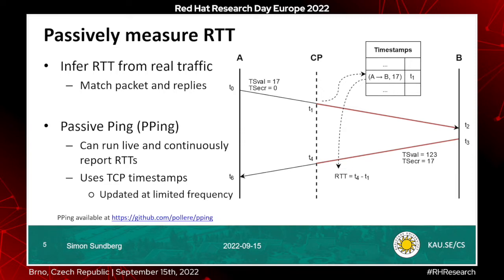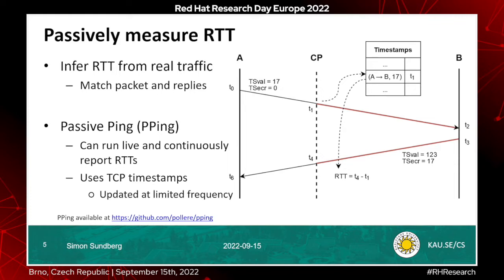When TCP timestamps are enabled, every packet will contain two additional fields called TSval and TSecr. So to explain a little bit how this works, let's just take a little look at the example here. When TCP timestamps are enabled and A here wants to send a packet to B, it will put its own timestamp in the TSVAL field, and it will send it off to B.